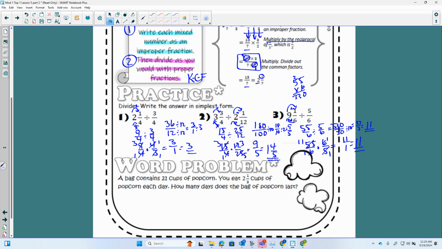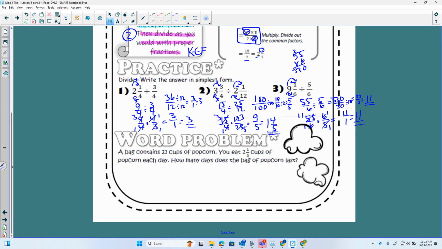Okay, our word problem. A bag contains 21 cups of popcorn. You eat 2 1/3 cups of popcorn each day. How many days does the bag of popcorn last? So, anytime you're looking at these types of problems, you can tell that I'm taking apart a little bit each day, right? So what operation is that? Division. So first thing you need to ask yourself is, what is it I'm dividing up? I'm dividing 21 cups of popcorn. So I have 21 being divided each day into 2 1/3.